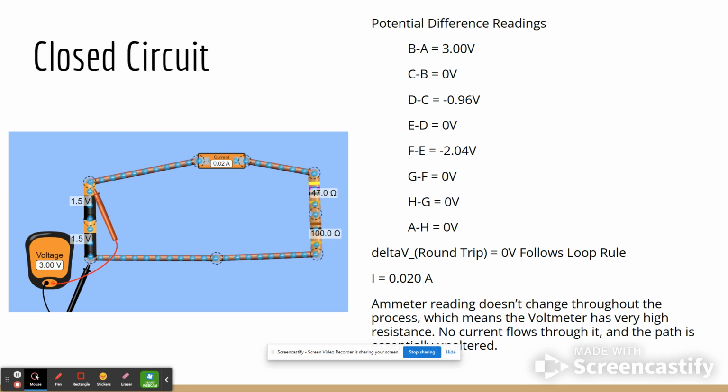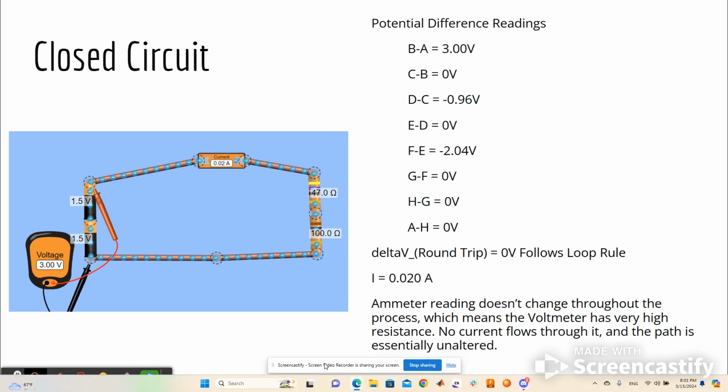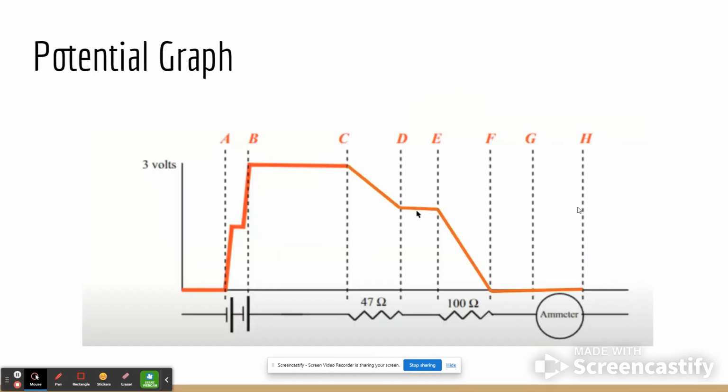The ammeter reading doesn't change throughout the process, which means the voltmeter has very high resistance, no current flows through it, and the path is essentially unaltered. The potential graph is shown here. You can pause to view it if you need to.